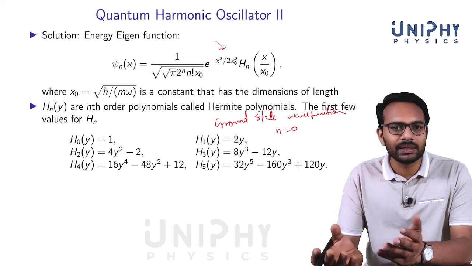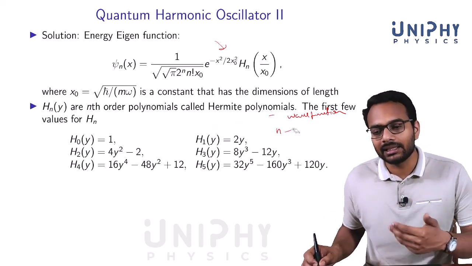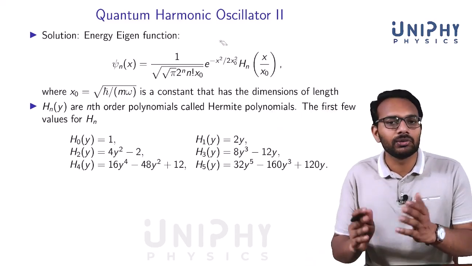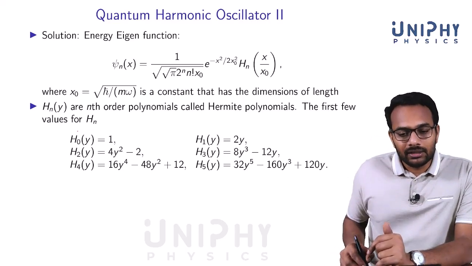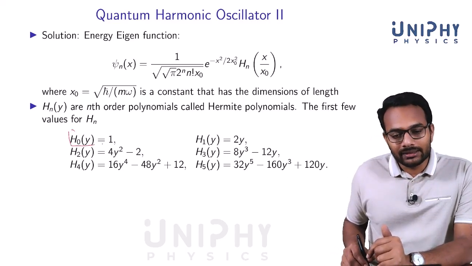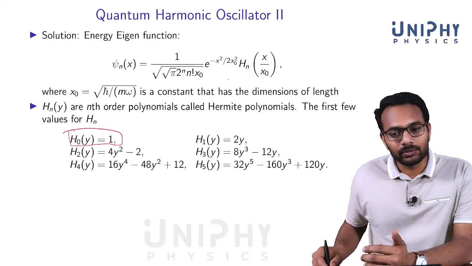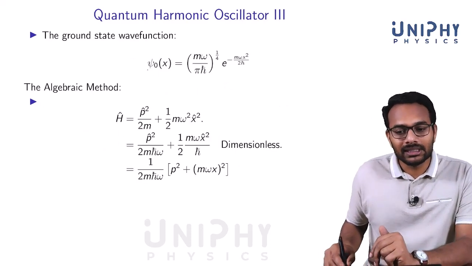Here you are expected to remember the ground state wave function. They may say something like a particle is in the ground state of a linear harmonic oscillator potential. For that, you see that for n equal to 0, H0 of y is equal to 1, so it gets further simplified in this way. You just put n equal to 0 and this gets simplified.